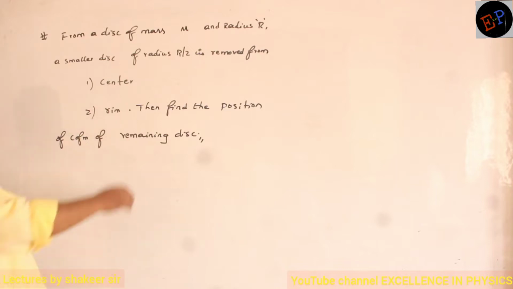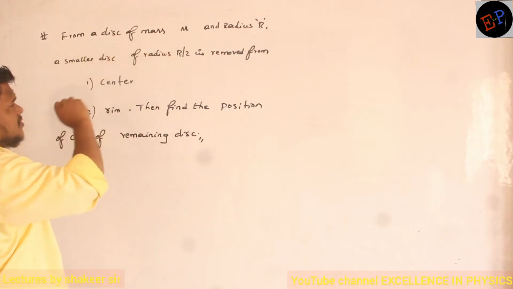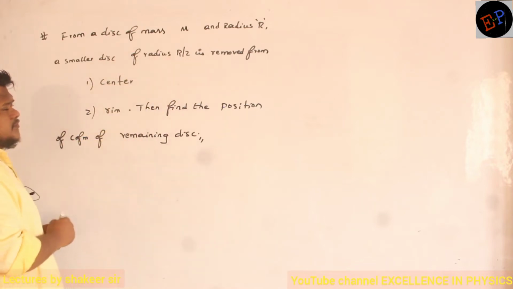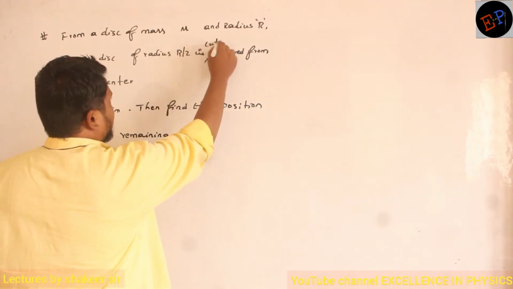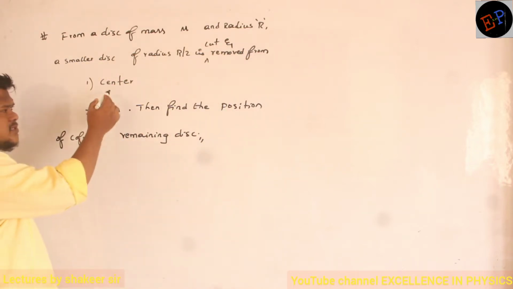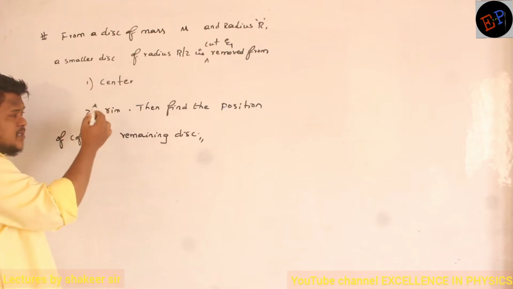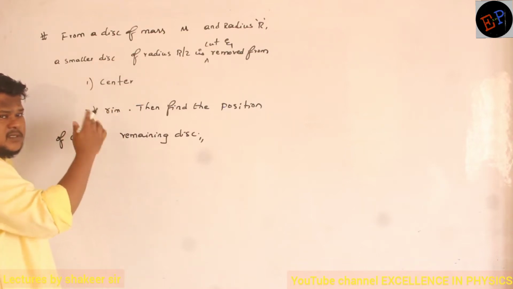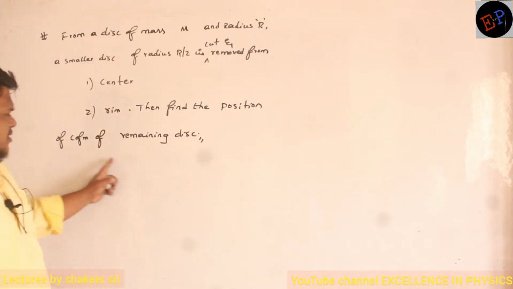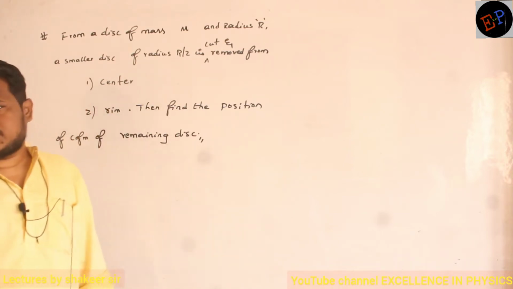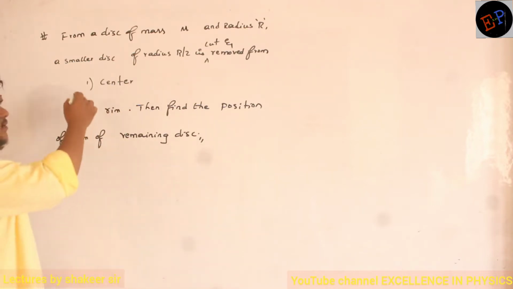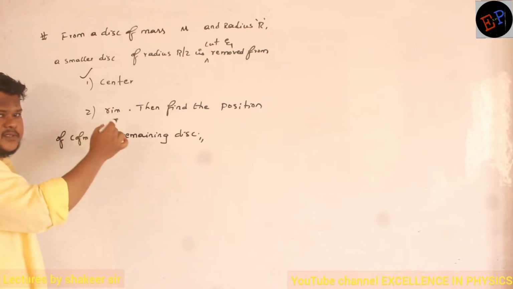See this question. From a disk of mass m and radius r, a smaller disk of radius r by 2 is cut and removed from two positions. In the initial situation, it is removed from the center, and in the second position, it is removed from the circumference, that is from the rim of this ring. In both conditions, you are supposed to find the center of mass of the remaining disk. Are you able to understand? First one I will explain, second one you try to do the calculation.